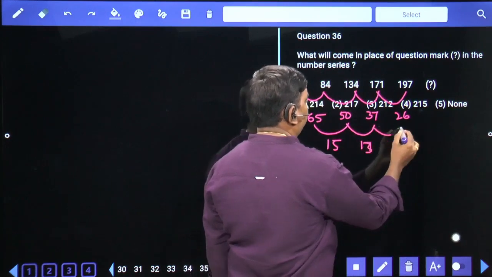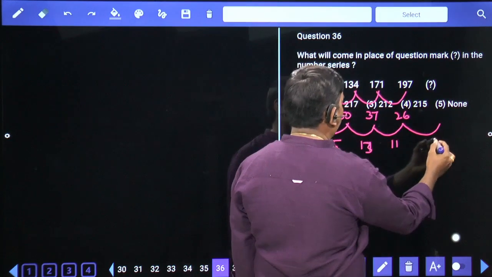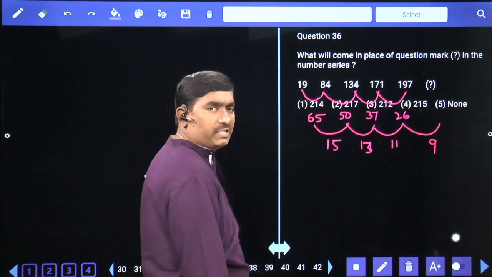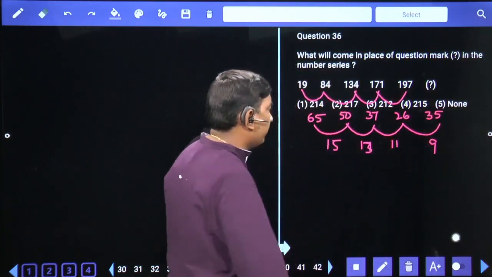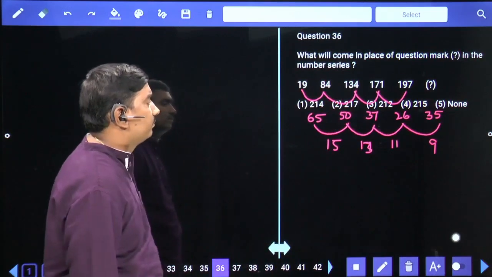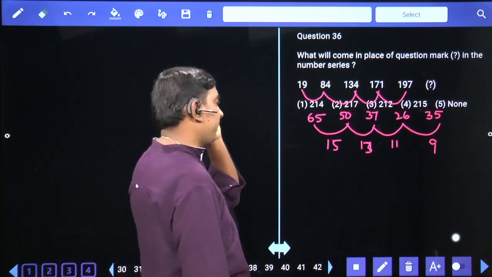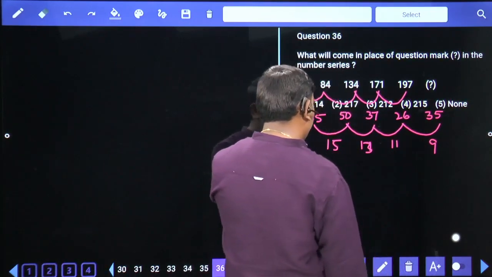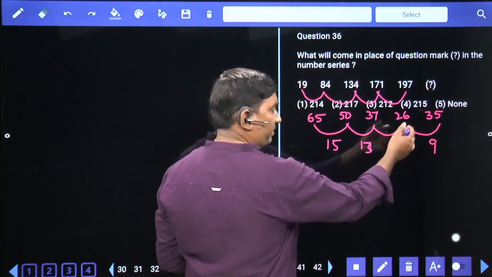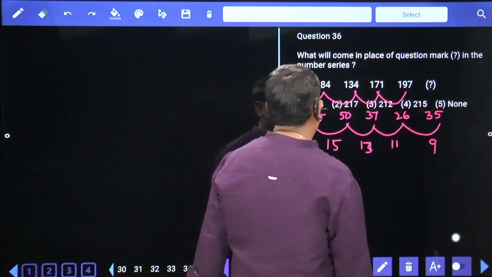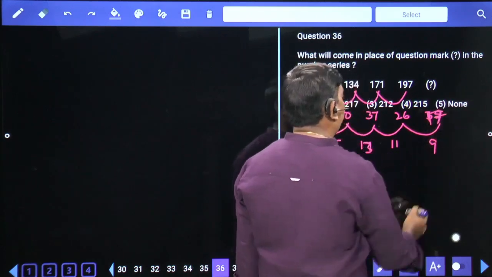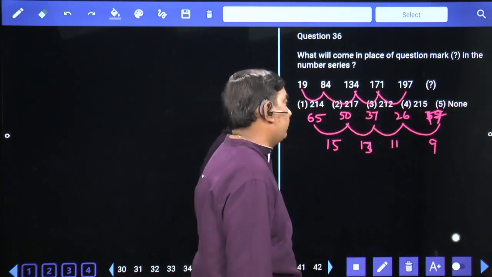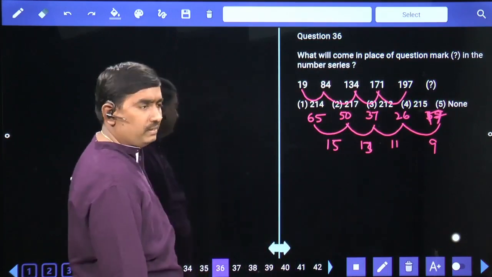13, 11, means next one is 9. Sorry, 26 minus 9. All are subtraction here. So 26 minus 9 means 17. Next difference is 17. So 197 plus 17, 214. First option is your answer.